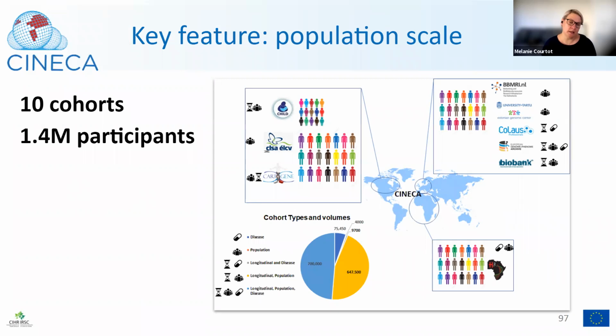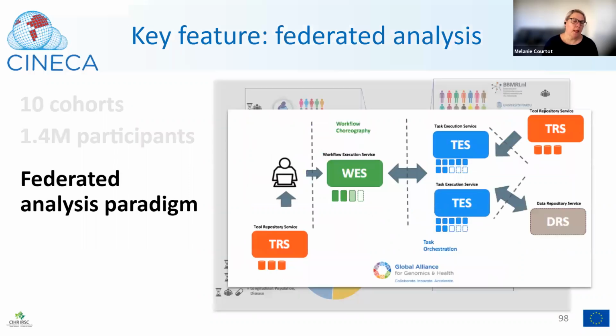So Silica is an effort between North America, Europe, and South Africa. It includes 10 cohorts, very diverse. Some of them are disease or population, longitudinal. So 10 cohorts for just over 1.4 million participants. The whole paradigm behind Silica, because of that internationality of the consortium, is around federated analysis. And you may recognize here the GA4GH federated analysis figure of the WES and TES platform.